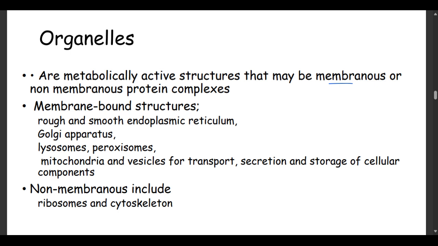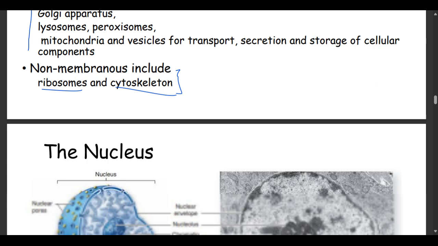So for membrane-bound structures, organelles, we have the rough and smooth endoplasmic reticulum, the Golgi apparatus, the lysosomes, the peroxisomes, and mitochondria, including vesicles for transport, secretion, and storage of cellular components. Those are structures that are membrane bound. But for the non-membranous organelles, we have ribosomes and the cytoskeleton. These ones are non-membrane bound. So please make sure that you have these at your fingertips.